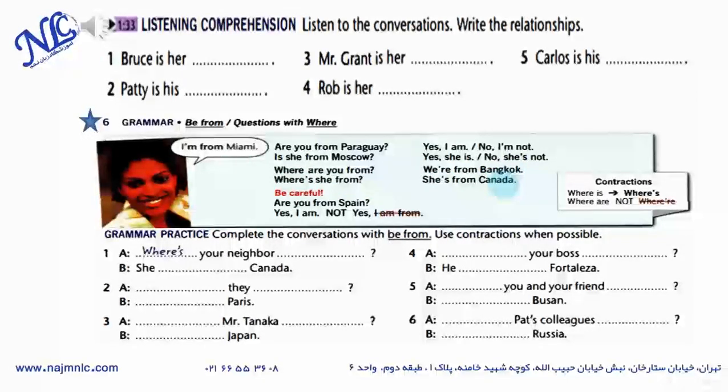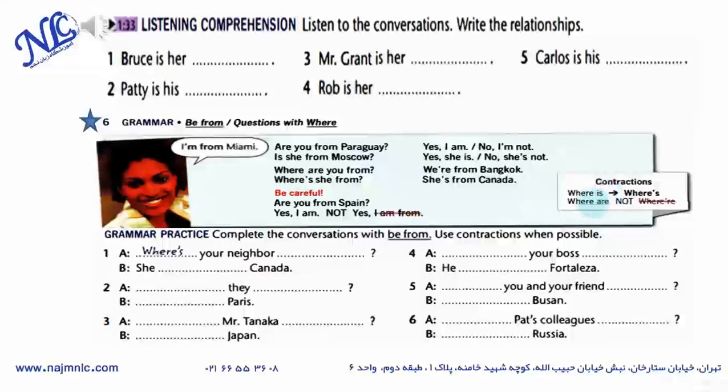Now, again, I ask you, where are you from? Are you from Moscow? Are you from London? Yes, I am. No, I'm not. Good. Be careful. We never say, yes, I'm from. Look, I ask you, where are you from? Are you from Tehran? You say, yes, I am. You never say, yes, I'm from. Okay? Yes, I am. Or no, I'm not.